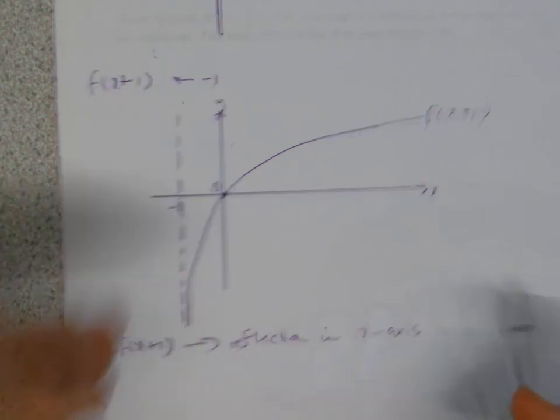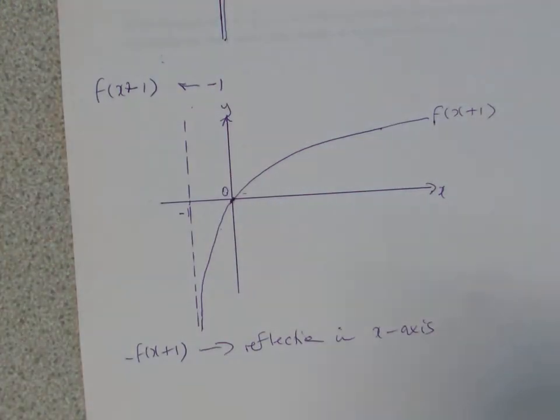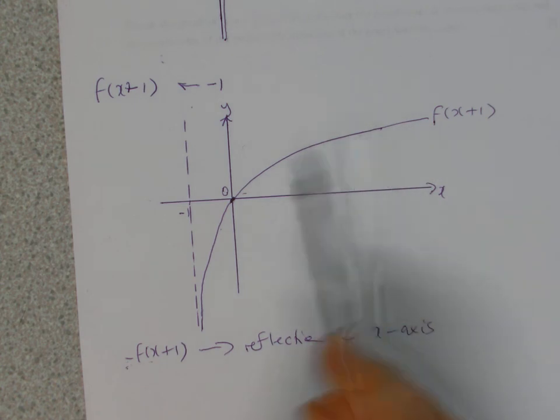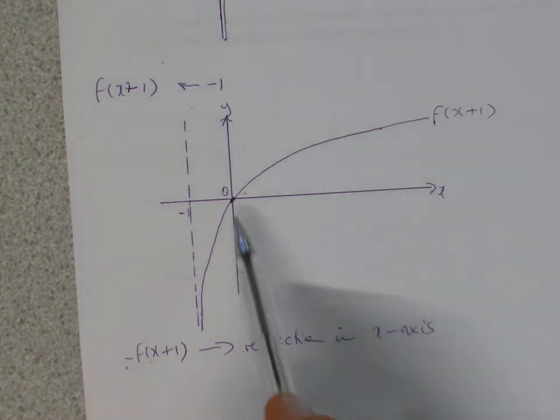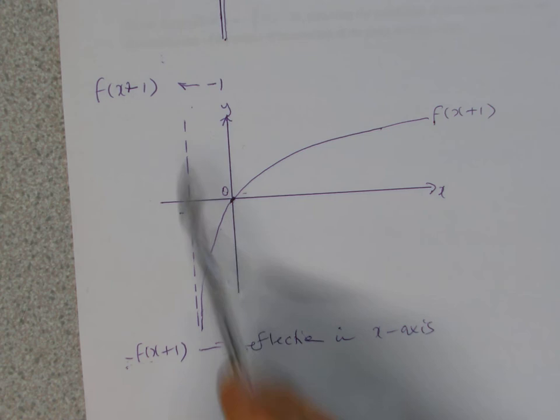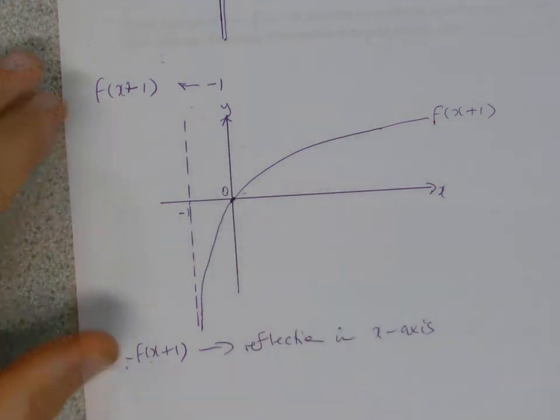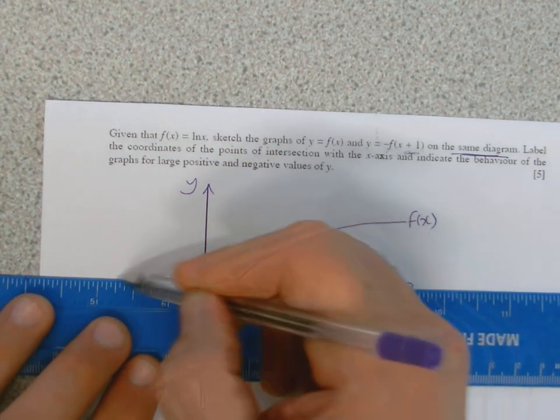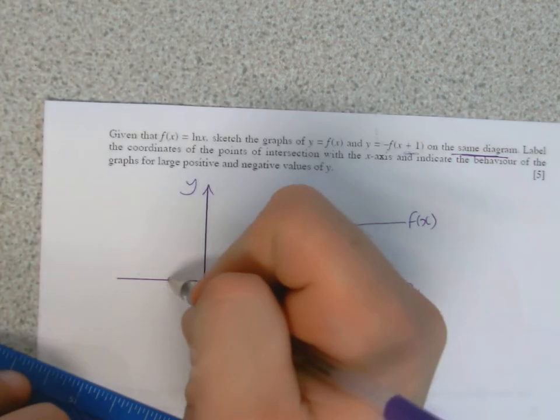It affects the y values. Just think about it this way: if you've got a minus in front of it, it affects the y values. So it's going to make these positive y values negative, and the negative values of y are going to become positive. So it flips. You're still going to need that asymptote at minus 1. So we'll have the asymptote here, at minus 1.